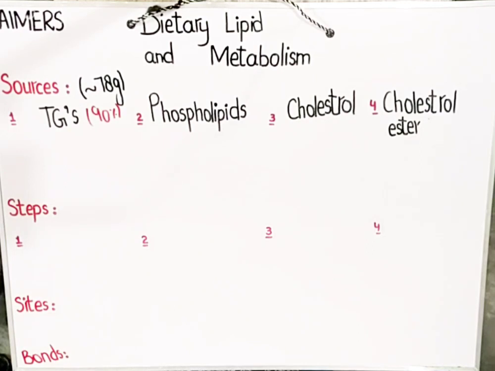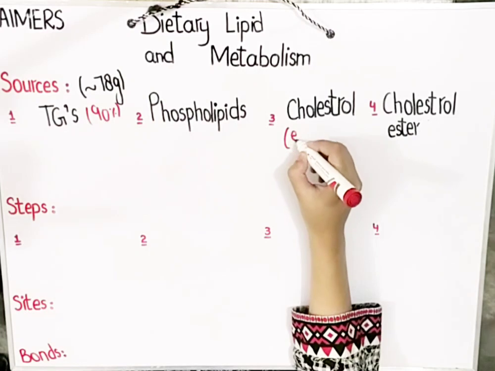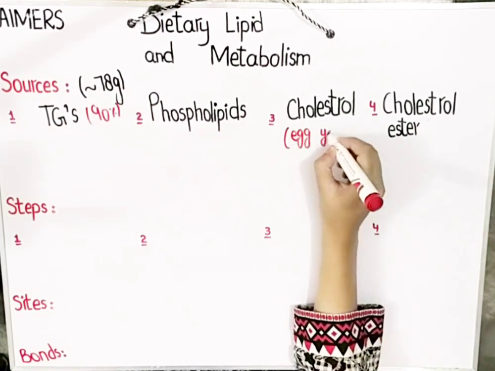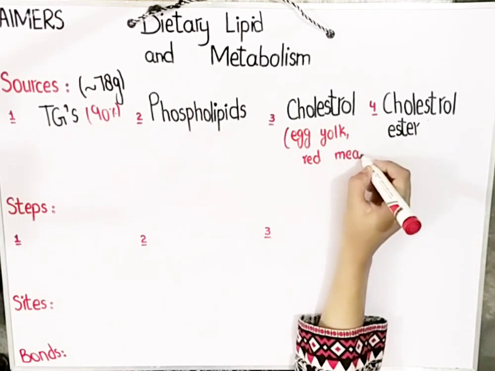So from which diet do we take TGs? Be clear about it. TGs are present in red meat, in dairy products, in butter and margarine. All these contain triglycerides. Similarly, phospholipids are also present in red meat. They are also present in egg yolk and in milk. Then we have cholesterol. You all know that two important sources of cholesterol are egg yolk and second one is red meat.